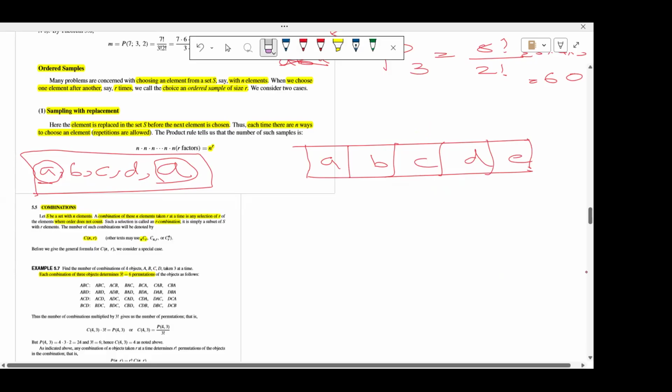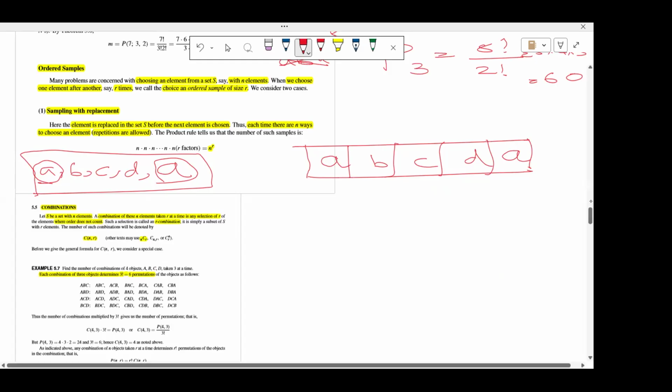Now the third scenario. In the first two scenarios, each letter is a unique, different letter. We have five different cards, with five different values written on the cards. Now in the third scenario, on some cards we are writing the same letter. Let's say we have five cards. Two cards contain the letter A. The remaining three cards have different letters.